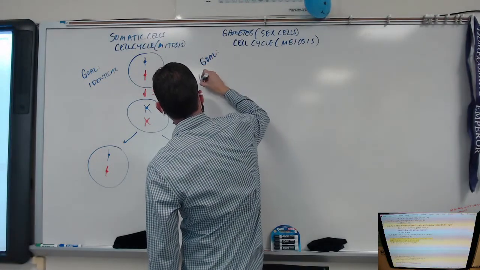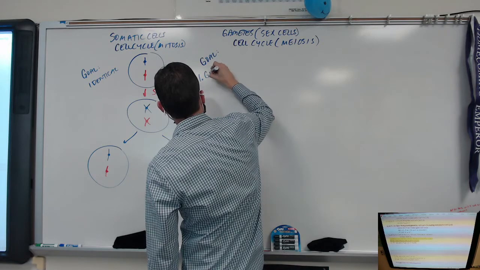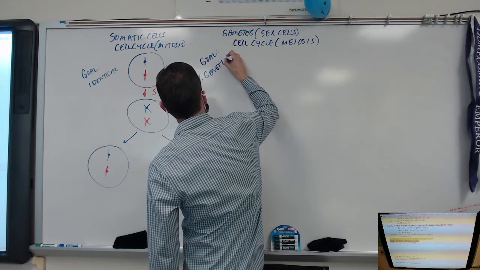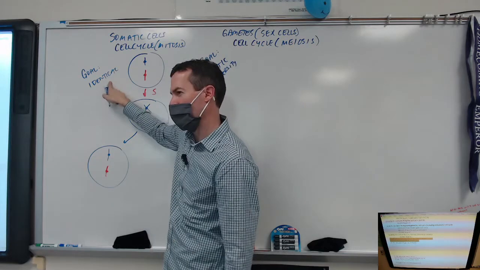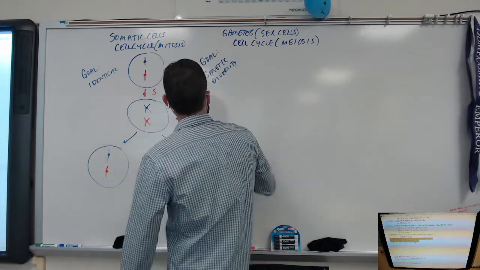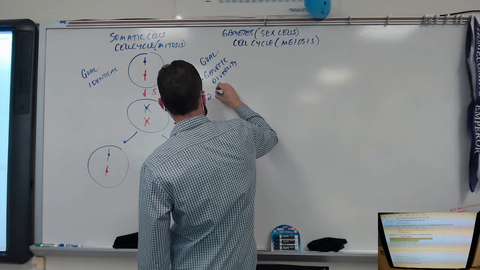I've got two major goals. I want genetic diversity, which is the opposite of identical. Diversity is the opposite of identical. And then number two, I want haploid cells.